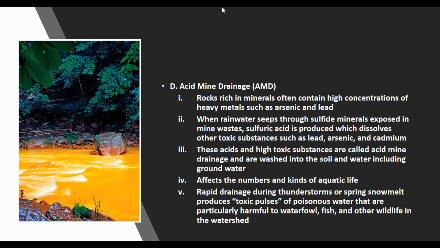And so that can affect the numbers of organisms living nearby in waterways, and that rapid drainage during thunderstorms or maybe even spring snowmelt can produce what's called a toxic pulse. So the poisonous water can be particularly harmful to certain organisms like waterfowl, fish, and other wildlife that we find in a given watershed nearby.